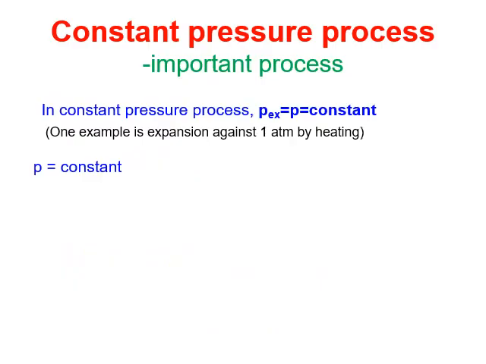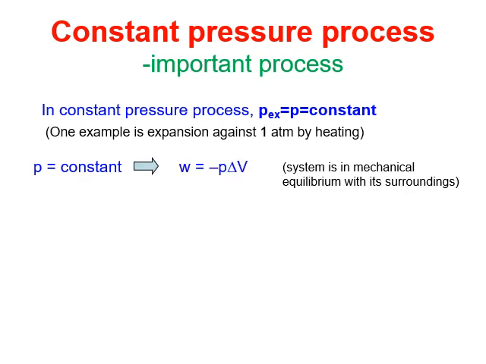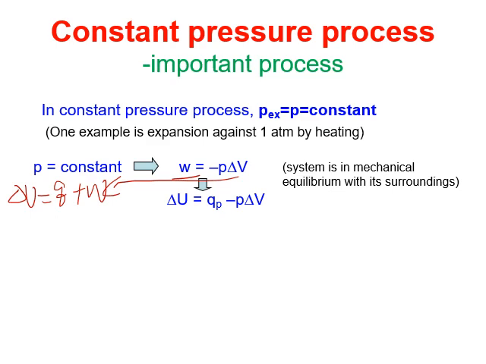Having looked at the constant volume process, now let's move on to the constant pressure process. If pressure is constant, what have we learned? We have learned that we can calculate work: work is negative pressure times volume change. According to the first law, delta U equals Q plus W. Here W is negative pressure times volume change, so delta U now becomes Q minus P dV. Here pressure means constant pressure.